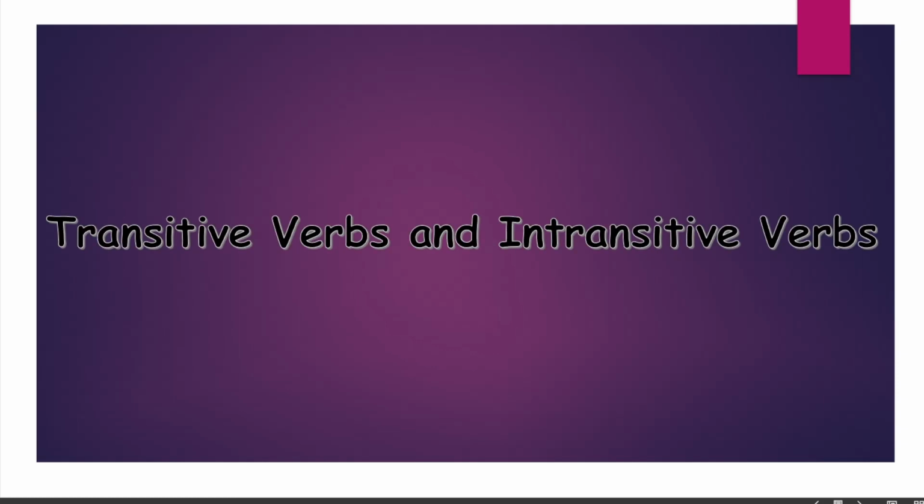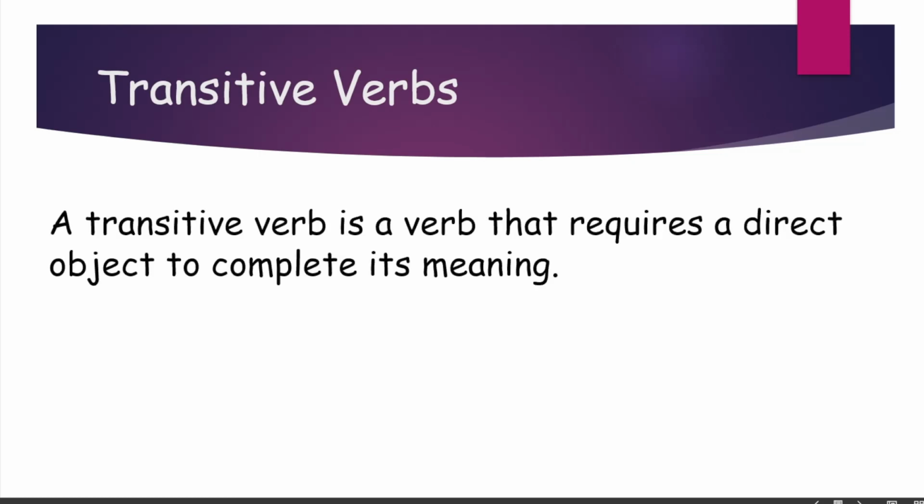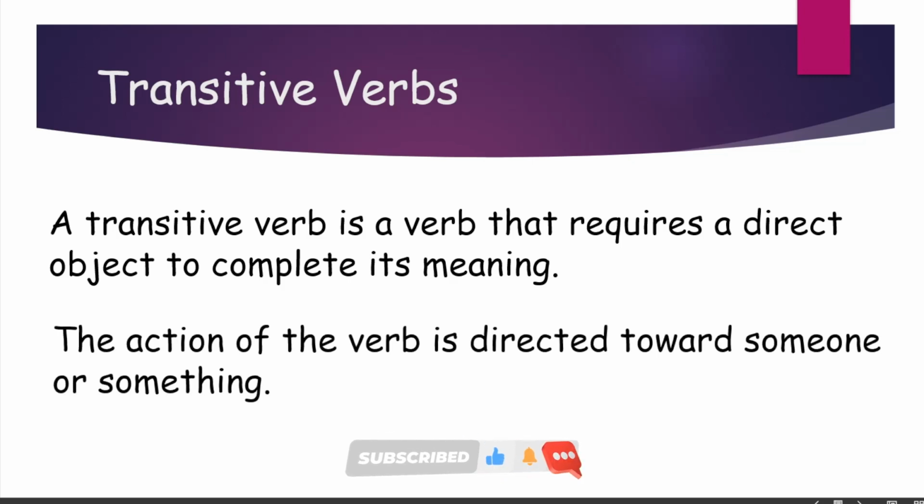In today's lecture, we will discuss the difference between transitive verbs and intransitive verbs. The first one is transitive verbs. Let's understand this. A transitive verb is a verb that requires a direct object to complete its meaning. The action of the verb is directed toward someone or something.